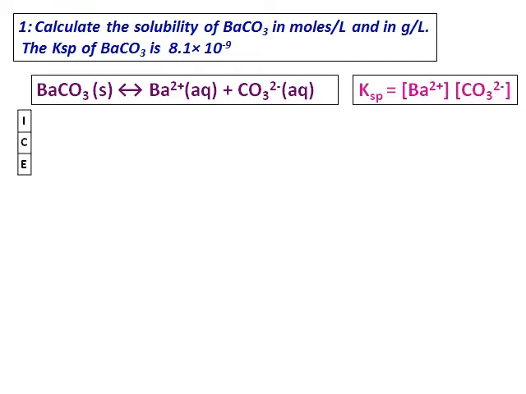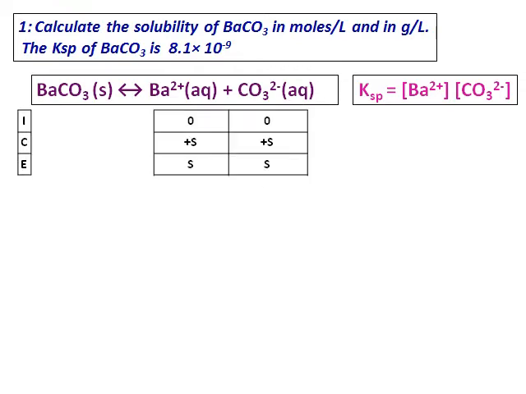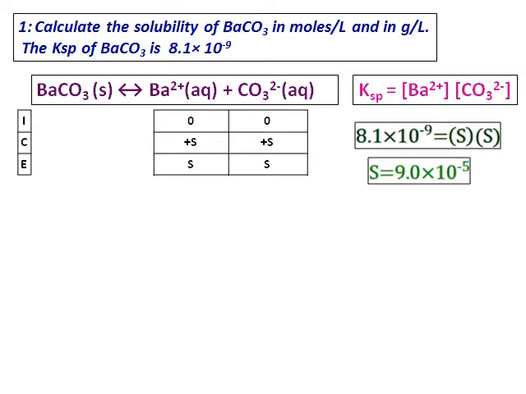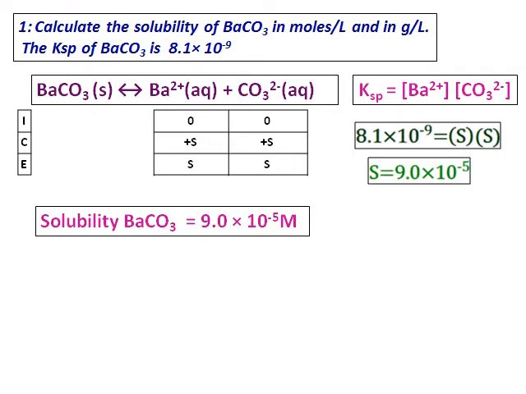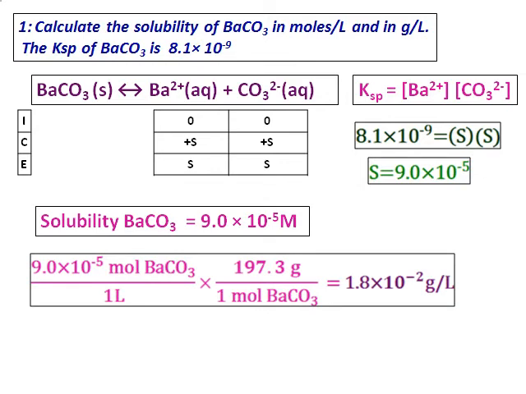In this case I am not using x, I am using s, just to indicate it is the solubility. We have been using x all the time, but for the solubility product we use s. Substitute all the values into the equation and get the value of s. This s is the solubility of barium carbonate, and it is in moles per liter because the concentration is in M. In order to convert it into grams per liter, just multiply it by the molar mass of barium carbonate.